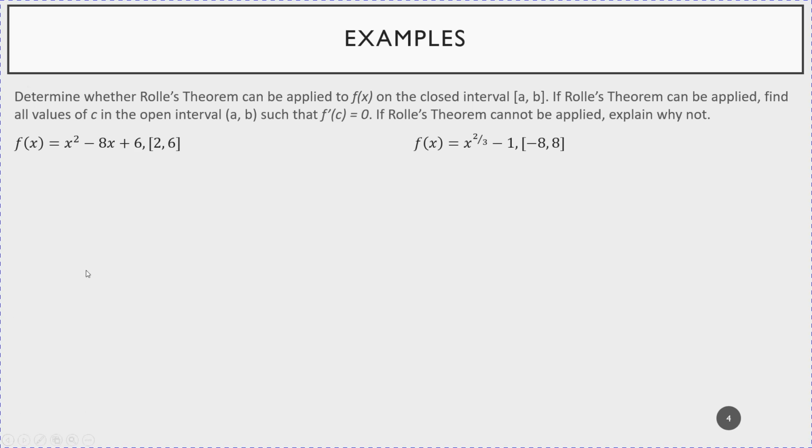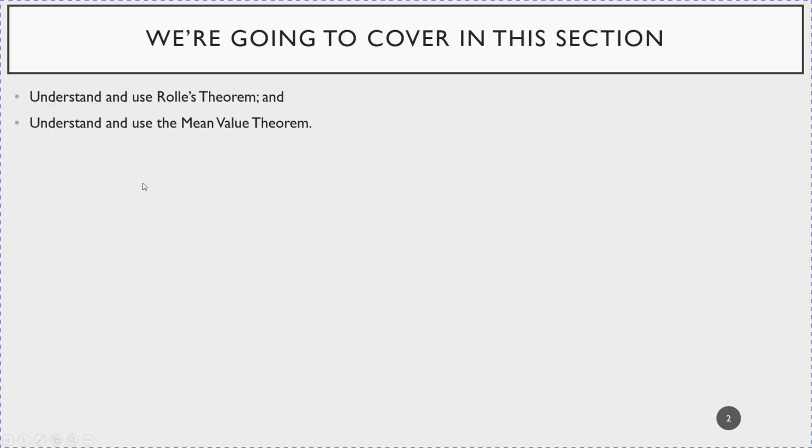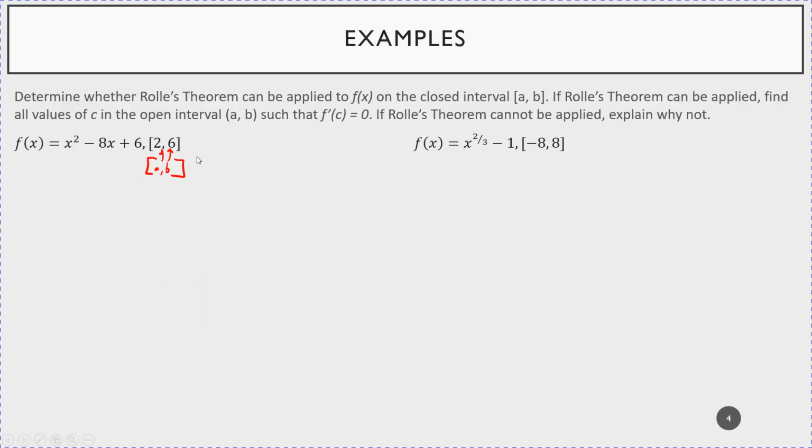Okay, so for this one, the first thing you have to do is look at the function. f of x is equal to x squared minus 8x plus 6 on the interval from 2 to 6. This is my a and b here. What needs to happen is f of a has to equal f of b. So the first thing I'm going to do is take the endpoints of the interval and plug them into the function. So this would be 2 squared minus 8 times 2 plus 6. This is going to be negative 7, just to save some time.